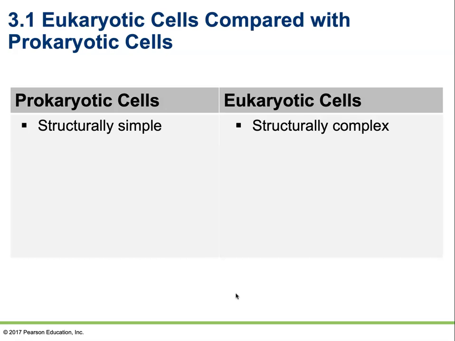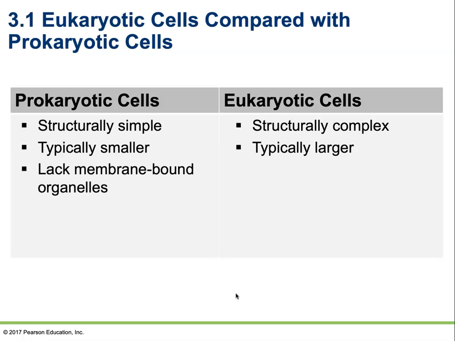Eukaryotic cells are going to be structurally much more complex. Prokaryotic cells tend to be a whole lot smaller than eukaryotic cells. Eukaryotic cells are going to be a lot larger. Prokaryotic cells are going to lack membrane-bound organelles, whereas eukaryotic cells have those membrane-bound organelles.